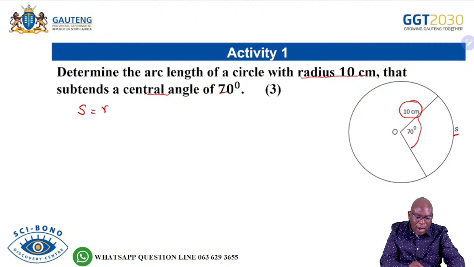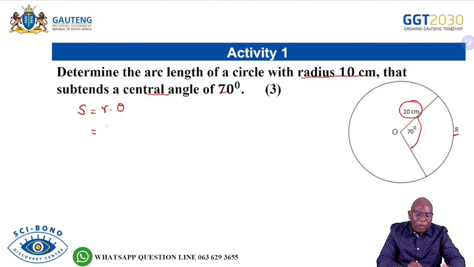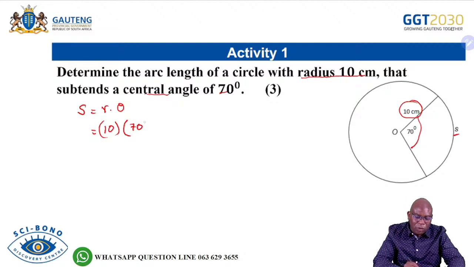S equals R multiplied by theta. Do you remember what we said about the angle? We must change the angle to radians. Otherwise, we are not going to get the correct arc length. Some of you will put the angle in there and at the end change everything to radians. Let's check with this one. The radius is going to be 10. The angle is going to be 70. But how do I change degrees to radians? Do you still remember? We multiply by pi over 180 degrees.